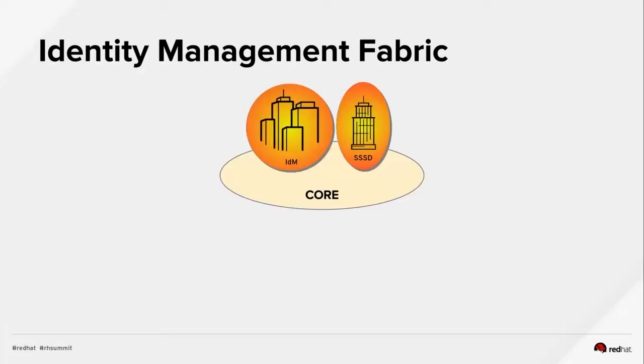The second piece is SSSD. So SSSD is the client-side component. It's a part of multiple Linux distributions. It's a part of Red Hat Enterprise Linux. It allows connecting a Linux system to different identity and authentication sources. So it can work with IDM, it can work with Active Directory, it can work with Kerberos and LDAP, so multiple different identity sources. It's not necessarily just IDM. And it understands very complex setups, like if IDM is in trust relationships with Active Directory.